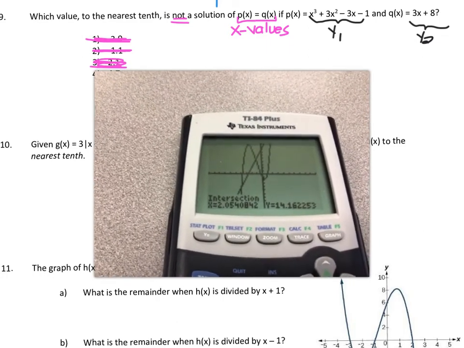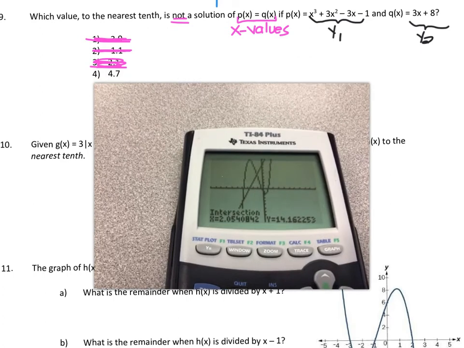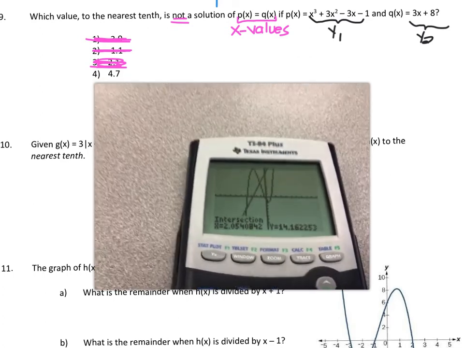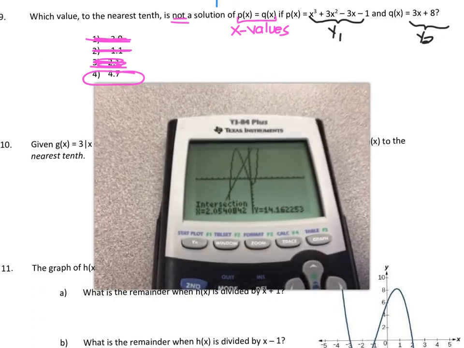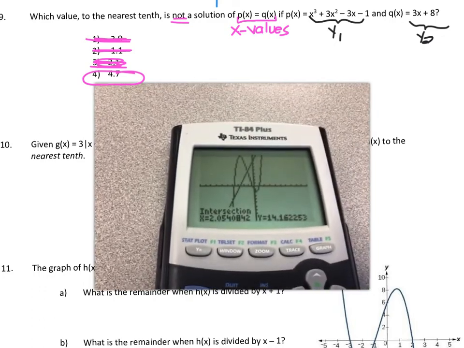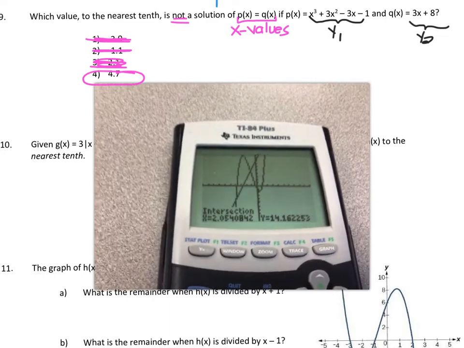I can't see what choice 4 says. Let me see if I can move this down a little. There we go. So choice 4, which is 4.7, is going to be our answer. That's not a solution to when p of x equals q of x.